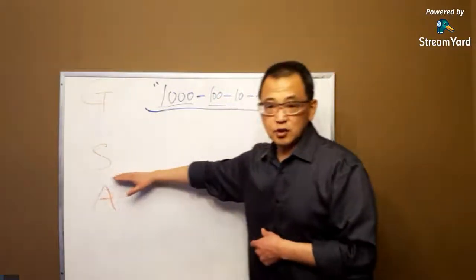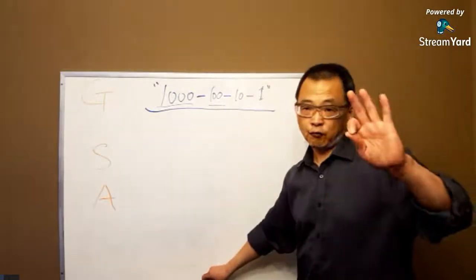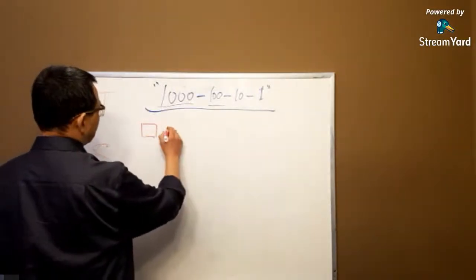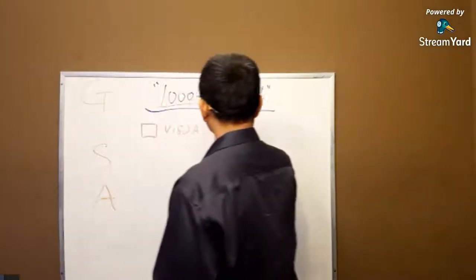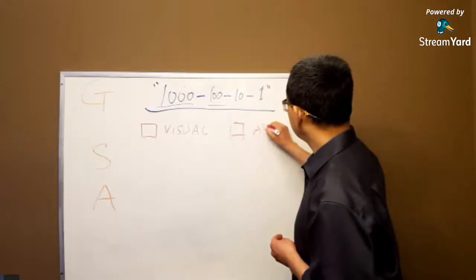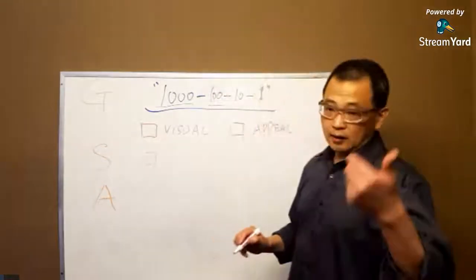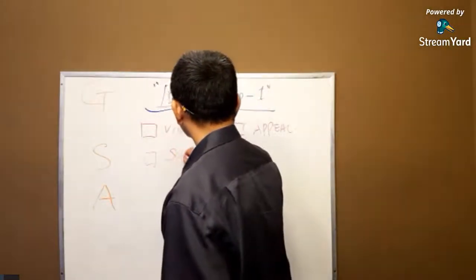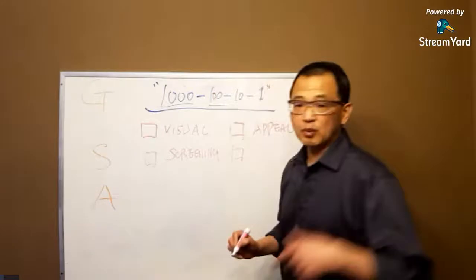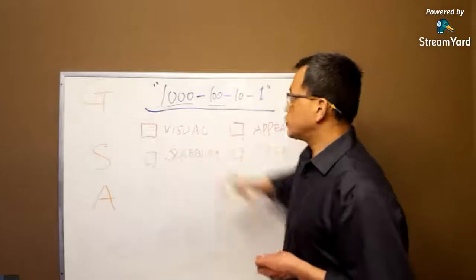So the strategy we use to achieve this goal consists of 4 strategies. Number 1 is called video. Number 2 is called appeal. Number 3 is called screening. And number 4 is price. So let me explain.